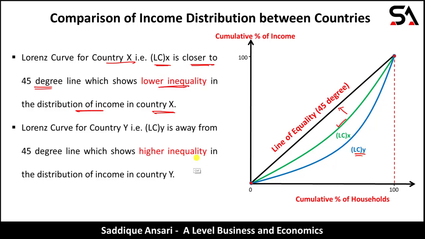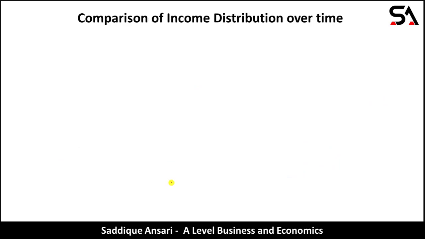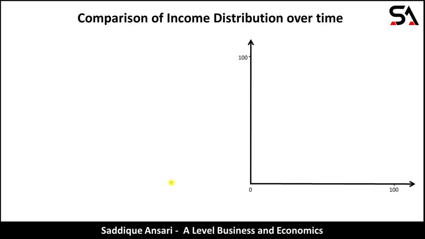Now the Lorenz curve of country Y, LCY, is away from the 45-degree line as compared to the Lorenz curve of country X, and this shows higher inequality in the distribution of income in country Y. So Lorenz curve can be used to compare inequality in the distribution of income and wealth between countries. We can also use Lorenz curve for comparison of income distribution over a period of time for the same country.